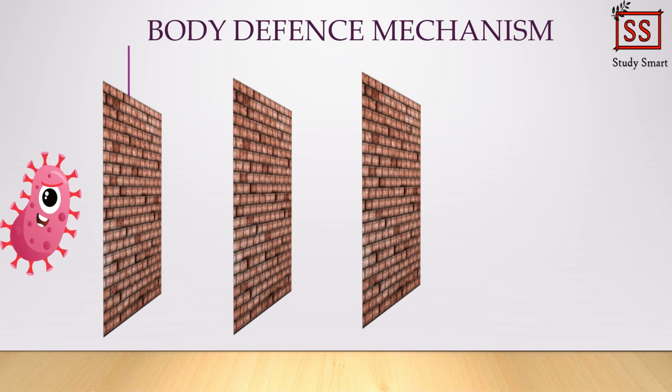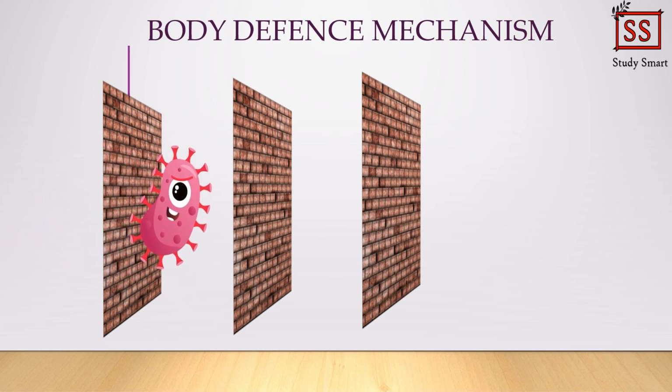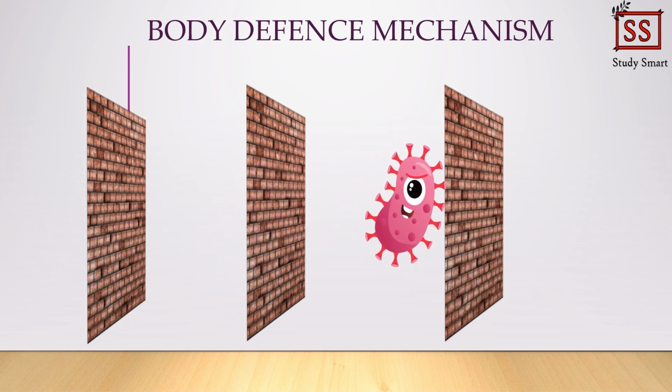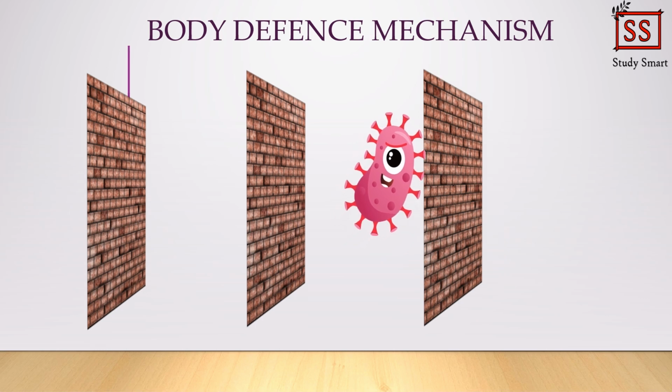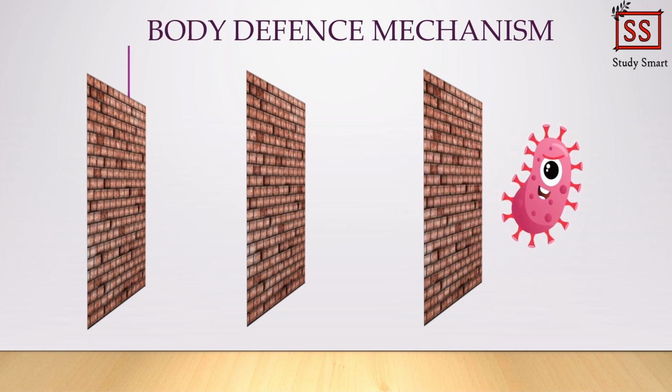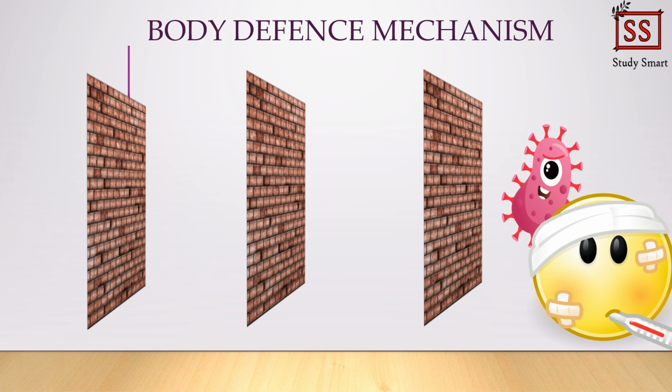Technically, our body has three lines of defense mechanism. First line of defense, second line of defense, and third line of defense. If the first line fails to fight the pathogen, the second line will take its position and be ready to show some action. If the second line also fails, we have the third line defense mechanism. But what if the third line also fails? Oops, you get the disease.